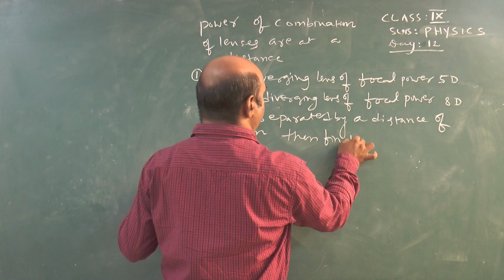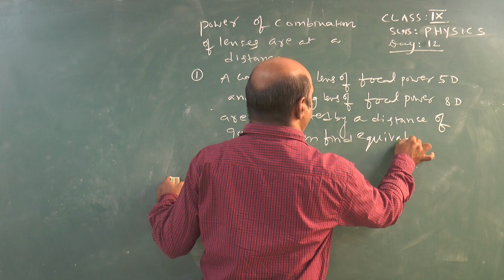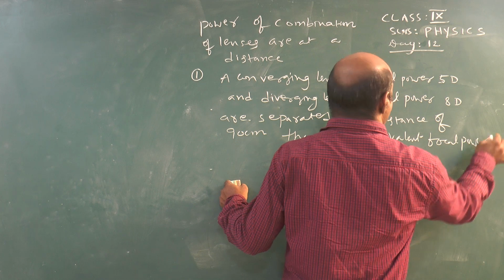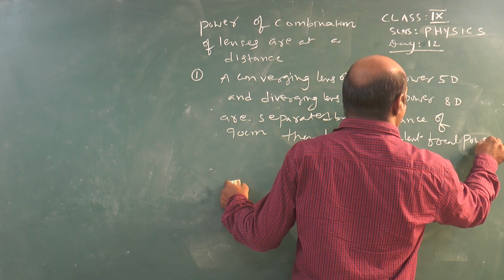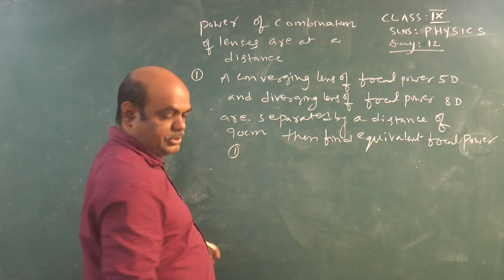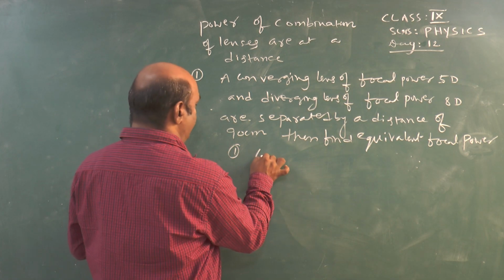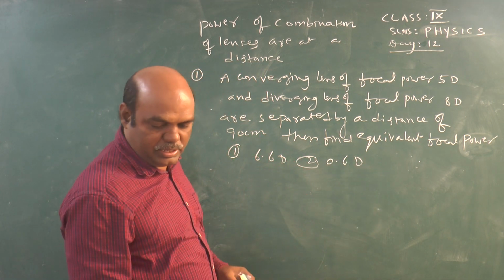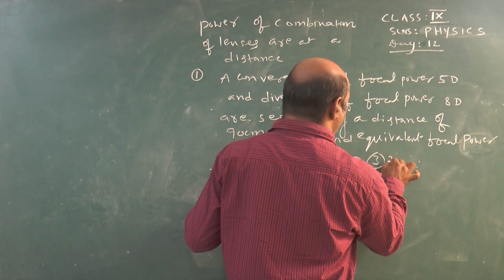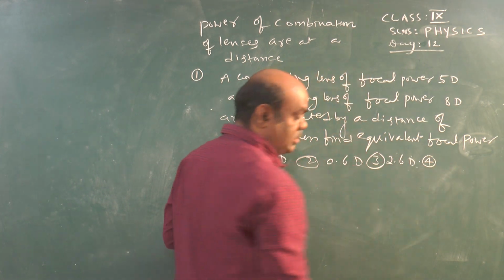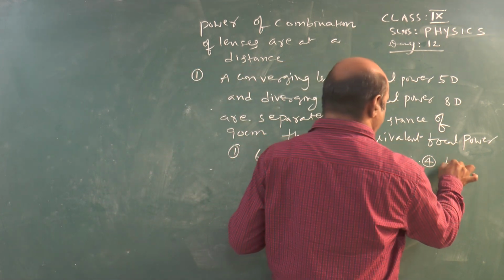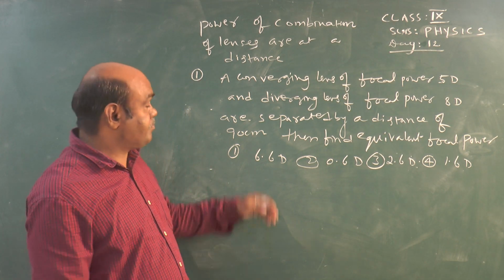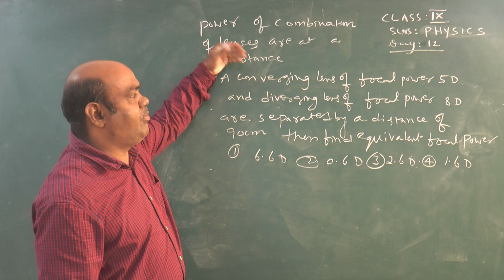Find the equivalent focal power. So first option is 6.6 diopter, second option 0.6 diopter, third option 2.6 diopter, fourth option 1.6 diopter.